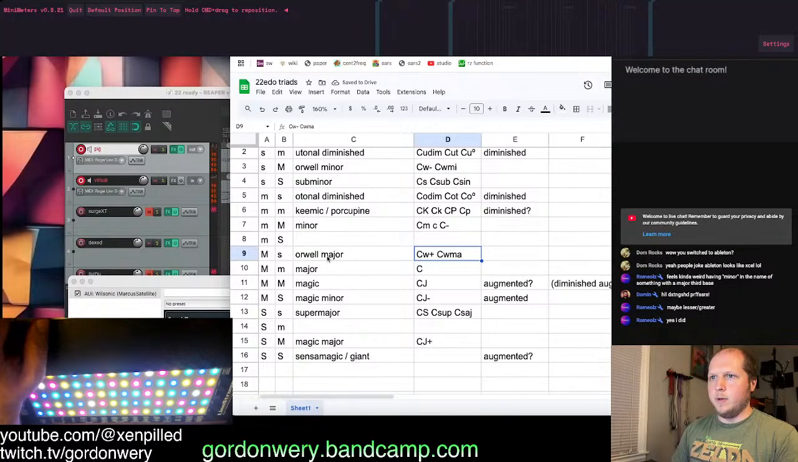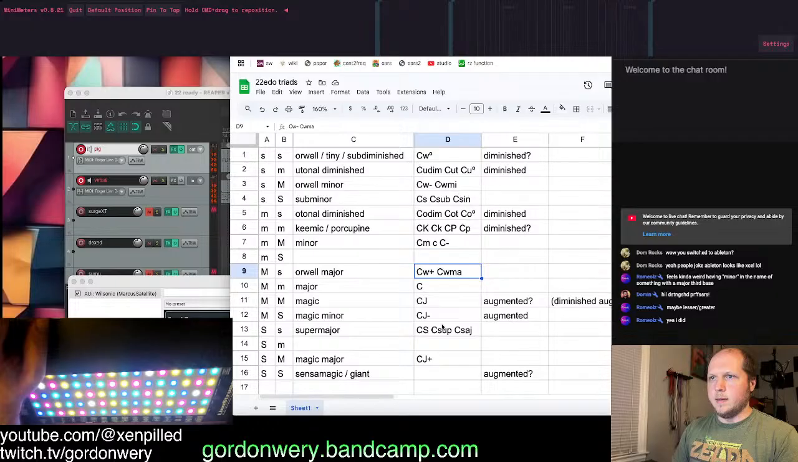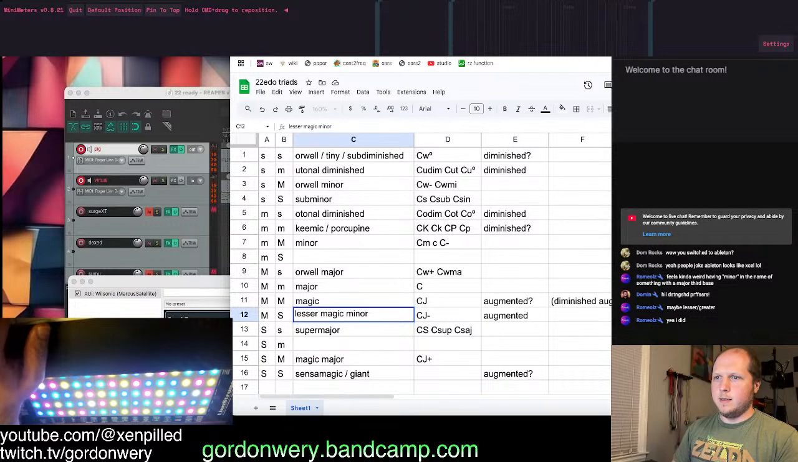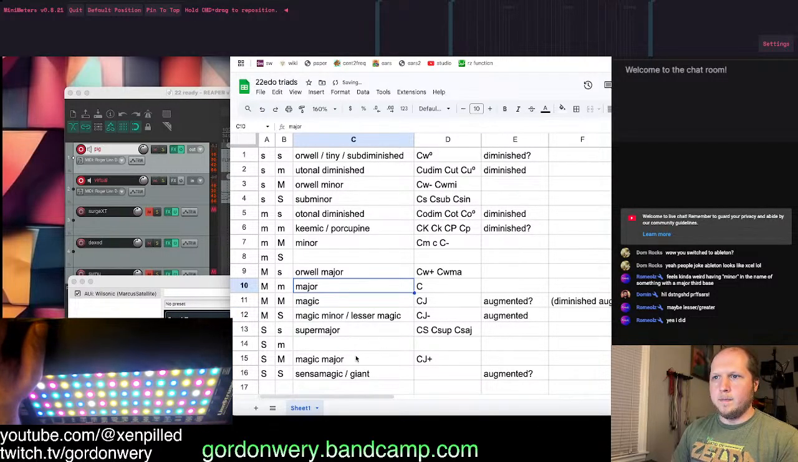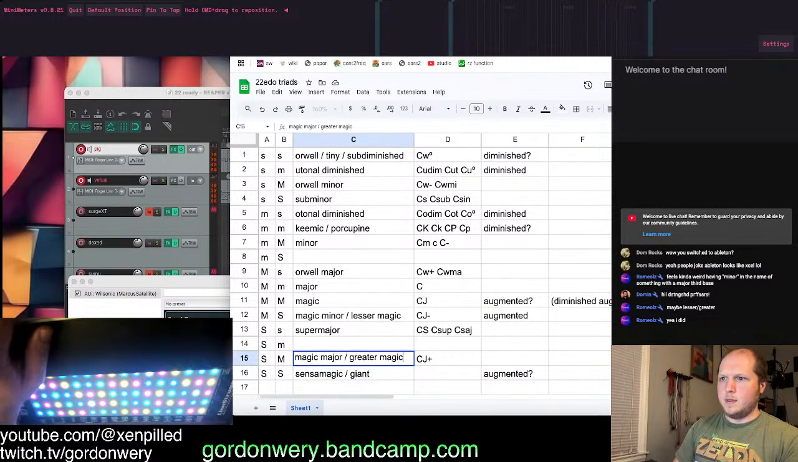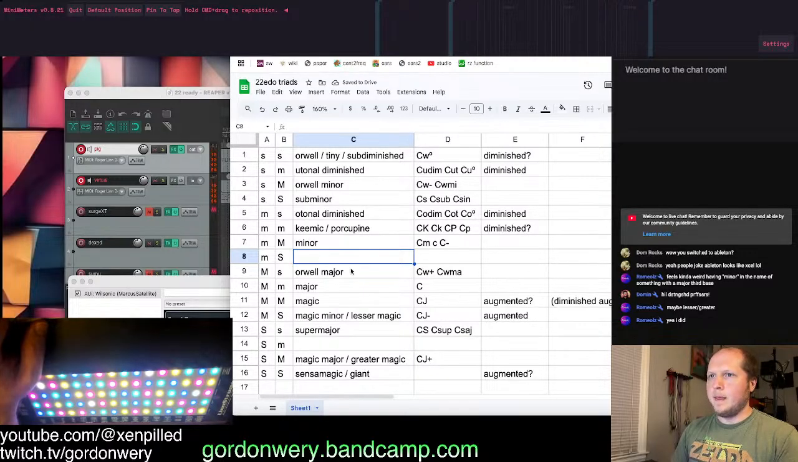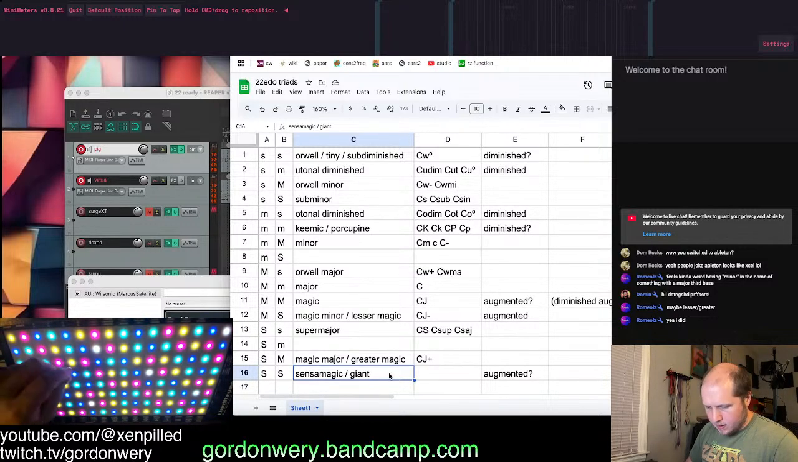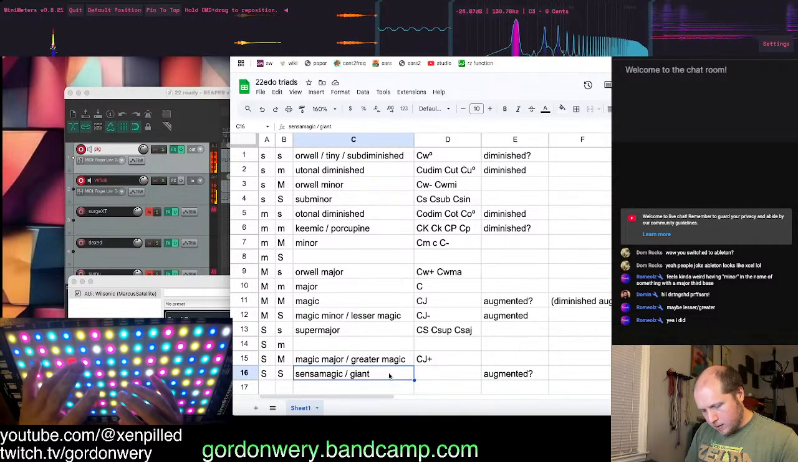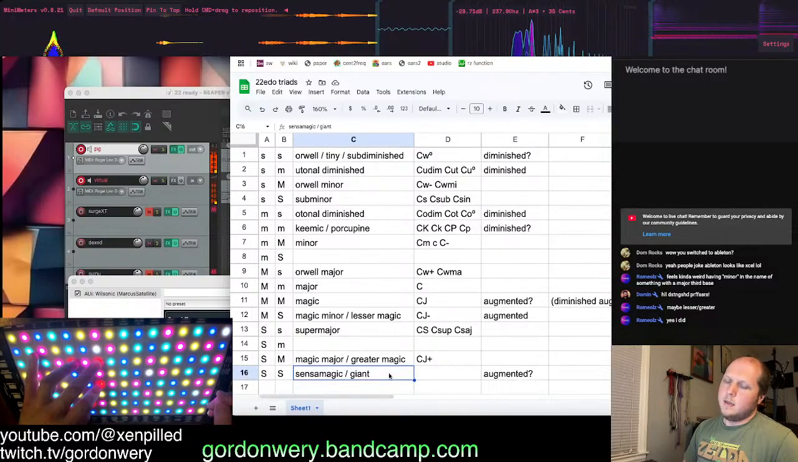So let's see, if we were gonna do greater and lesser on magic, lesser magic and greater magic, I don't dislike that. And then that just leaves us with the sense of magic, which I did touch on earlier. These I really like. I was playing with these before I got on this naming thing. I really like this chord, which is the sub minor triad with the neutral seventh.